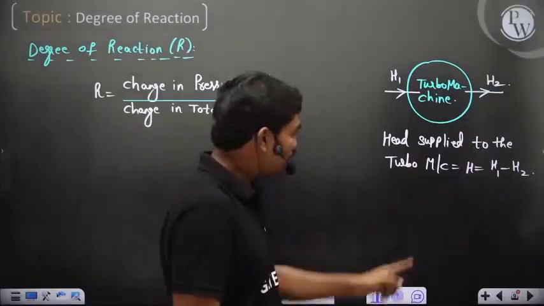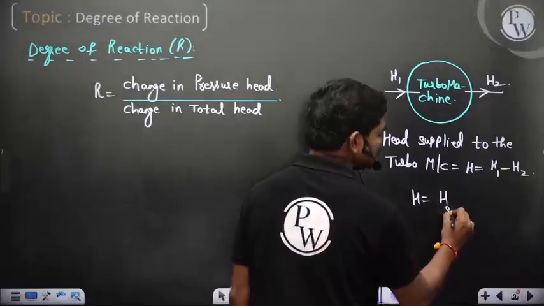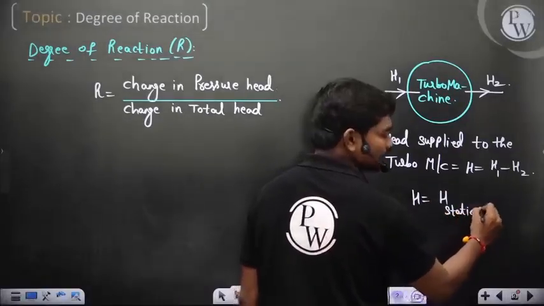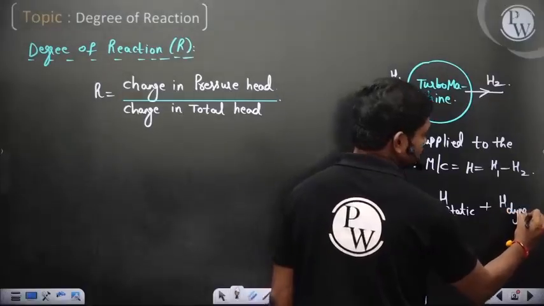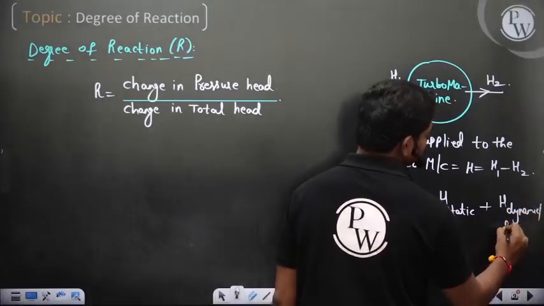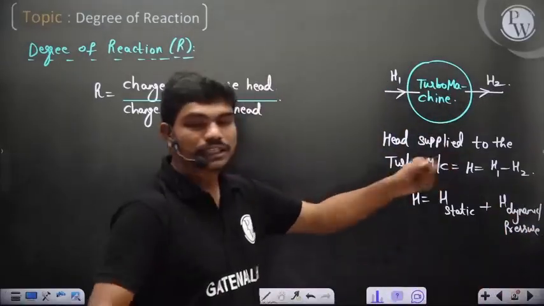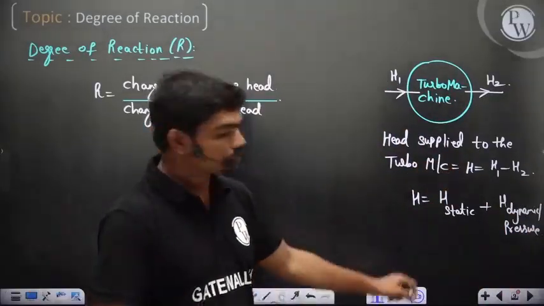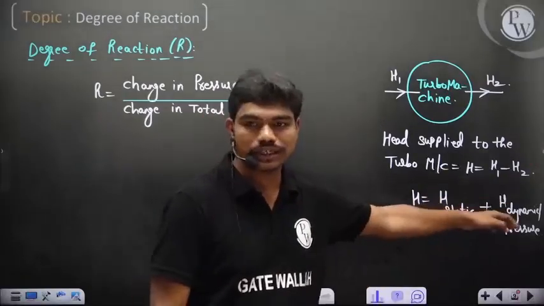Okay, so the head supplied is given as H static, which is like V1 square minus V2 square by 2, and also head dynamic or pressure head, the change due to pressure. So if H is the total change in the heads, then ultimately this total change can be split into two parts, change in static head and also change in dynamic head, of course.